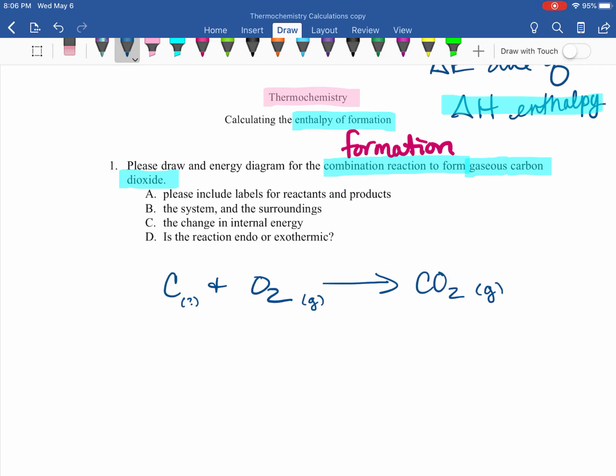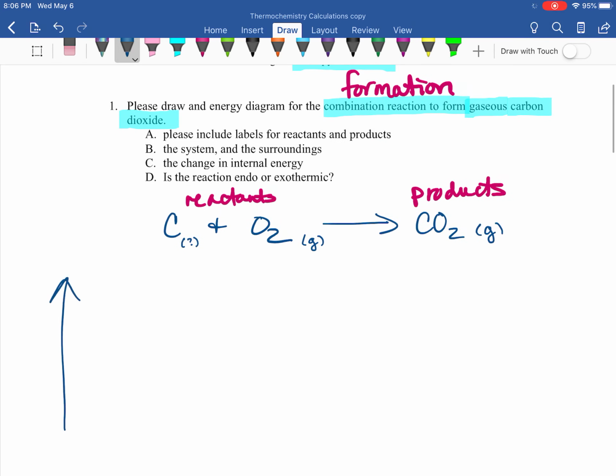And we just got lucky. This one seems to already be balanced. And we already know that these are our reactants, and these are our products. Then let's go ahead and look at our change in internal energy. What does that mean? That is our energy diagram.